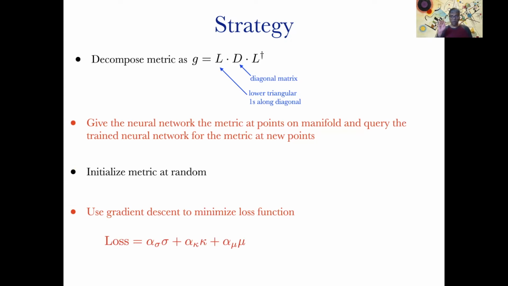So we'll initialize the metric at random, and we'll use as a loss function a linear combination of these different measures I described. So the sigma measure, which measures how flat we are, the kappa measure, which measures Kählericity, and the mu measure, which tells us whether the metric agrees on different coordinate patches.